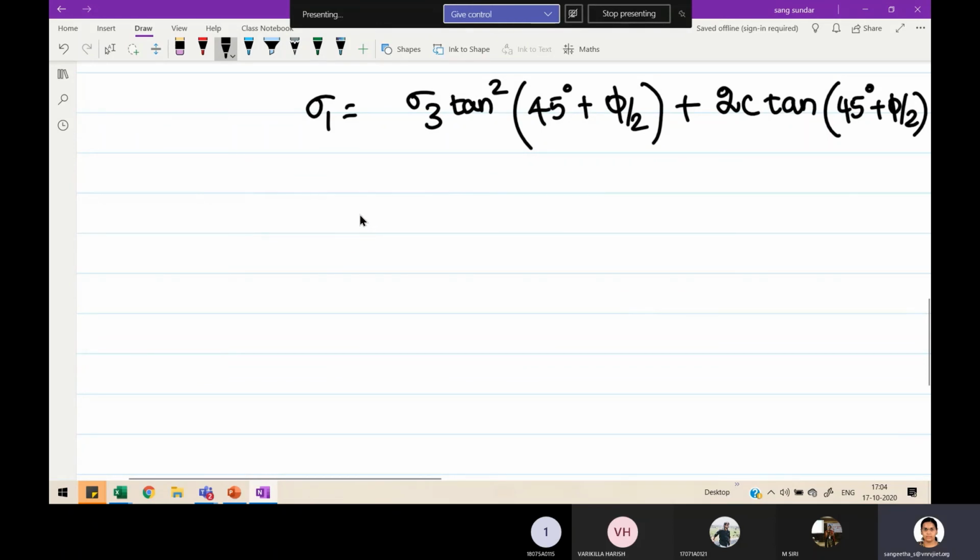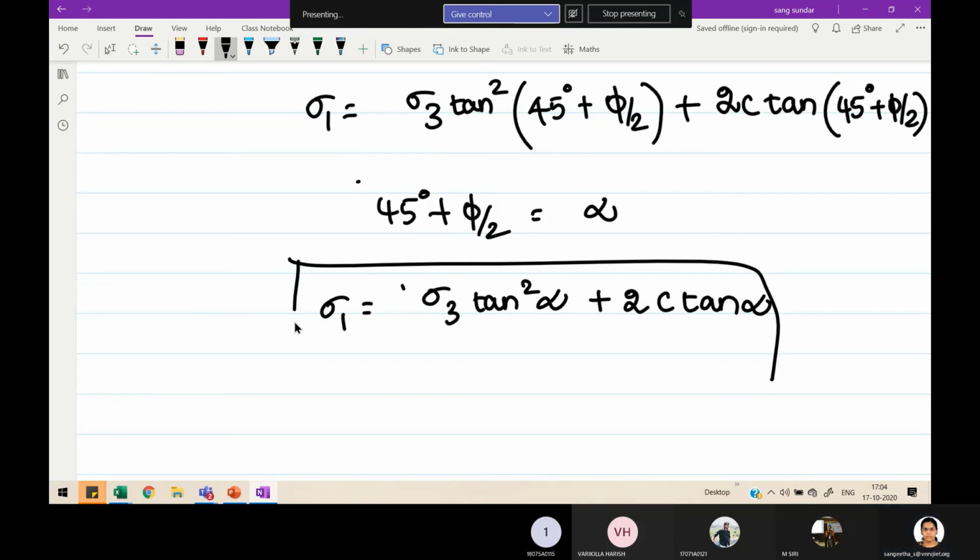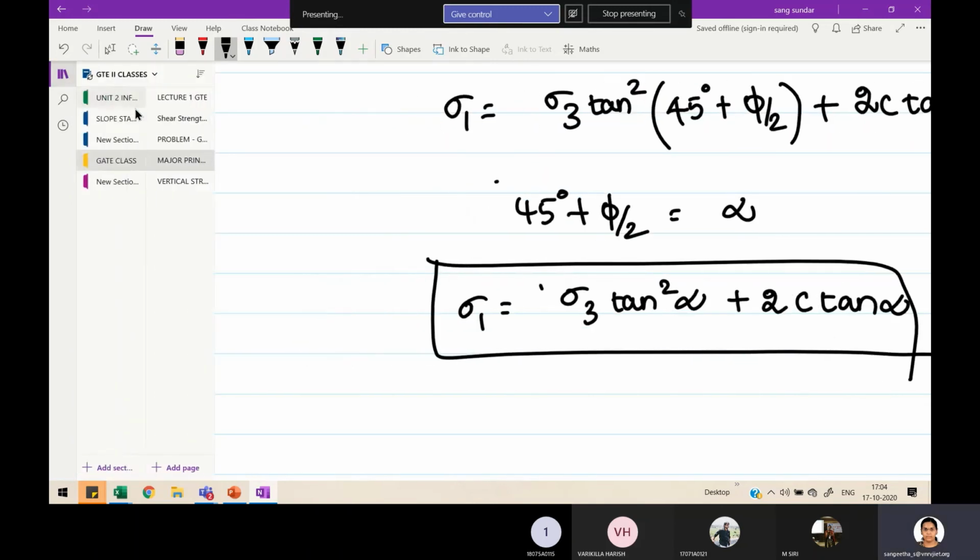So here, this 45 degree plus phi by 2 is actually the plane which gives you the maximum shear stress. So this 45 degree plus phi by 2 could be replaced by alpha. Okay, so that we will have sigma 1 equal to sigma 3 tan square alpha plus 2c tan alpha. So we will solve the problem in relation to this.